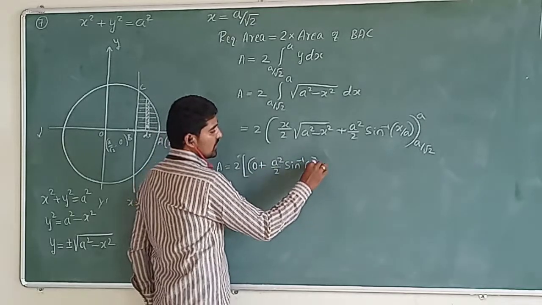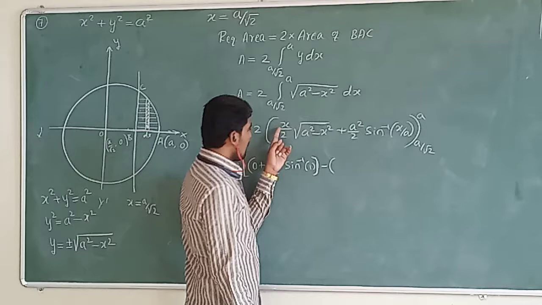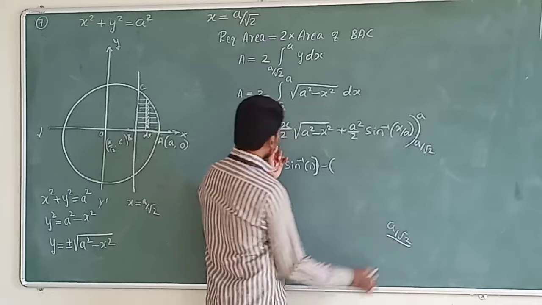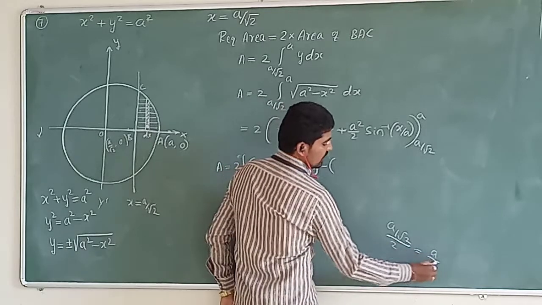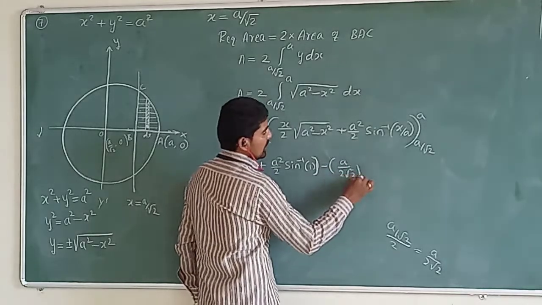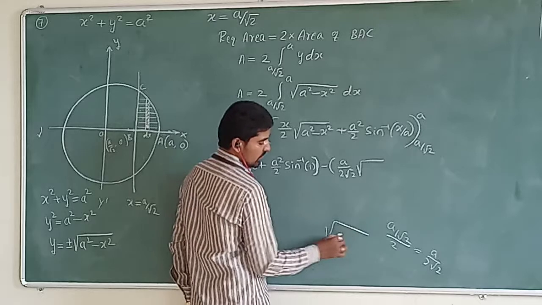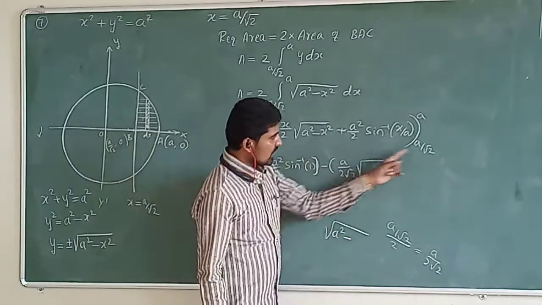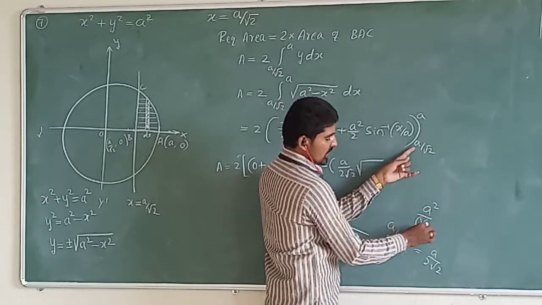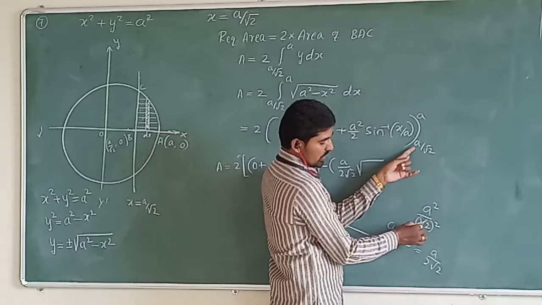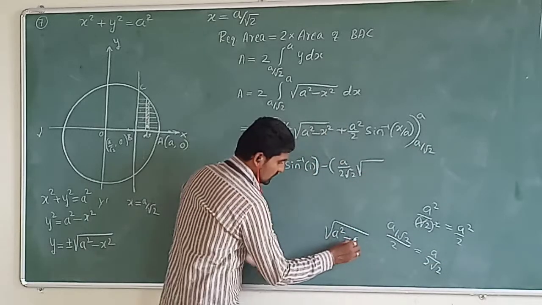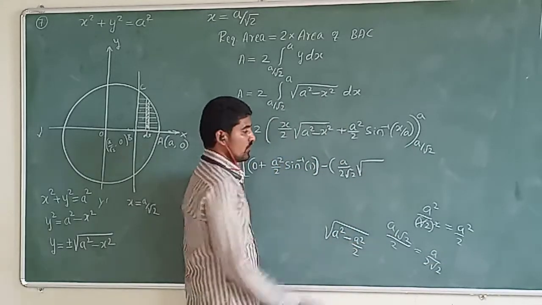Next, minus lower limit. Lower limit is a by root 2. Apply x is equal to a by root 2. x by 2 means what? a by root 2 divided by 2, which is equal to a divided by 2 root 2. So a divided by 2 root 2 into square root of a square minus x square. What is the value of x? a by root 2. So a by root 2 whole square is equal to a square divided by root 2 whole square. Here square root and square get cancelled, which is equal to square root of a square minus a square divided by 2. I hope all of you understand.